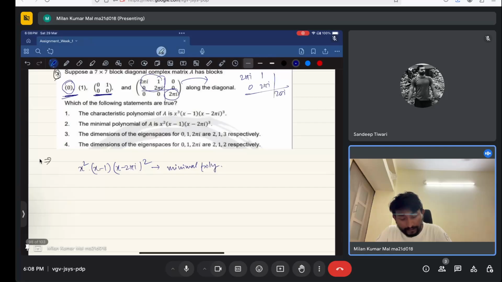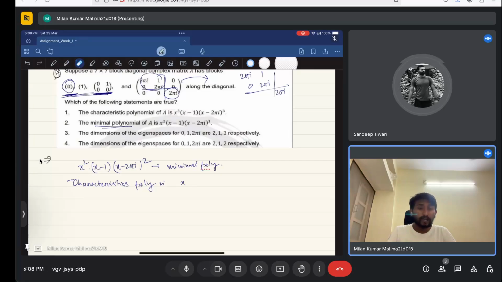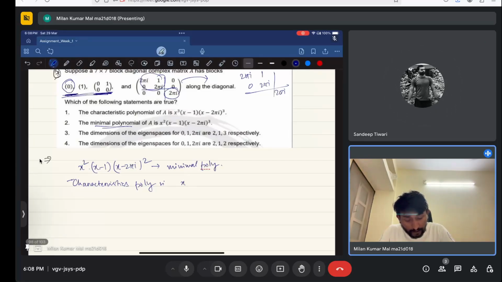So the characteristic polynomial, you can look at the corresponding. The minimal polynomial is maybe not needed, but we are calculating because the question is whether the minimal polynomial is this or not. Corresponding to 0, there are three total 0 eigenvalues. So the characteristic polynomial is x cubed, given by the appearance of the eigenvalue. So this will be 3, and corresponding to 1 there is only one block and one appearance. Corresponding to 2 pi I, there are 3 appearances of 2 pi I, so x minus 2 pi I whole to the power 3. So the characteristic polynomial is this. This is correct. The minimal polynomial is not correct because this is the square, but it is not correct.